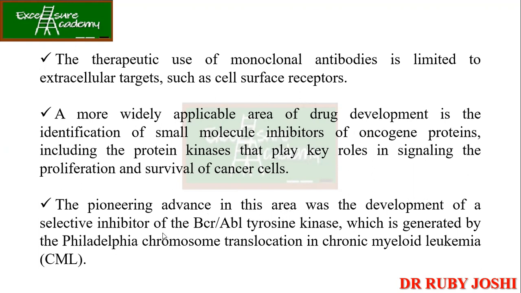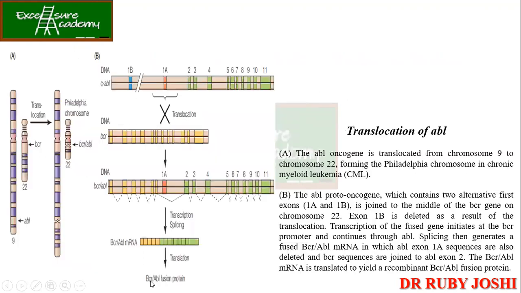Again, the pioneering advance in this area was the development of selective inhibitor of the BCR-ABL tyrosine kinase, which is generated by the Philadelphia chromosome translocation, which is seen in the case of chronic myeloid leukemia, CML. Guys, please, ये जो ऐसे छोटे-छोटे चीजें हैं आपको हमेशा याद रखने लगोगे, Philadelphia chromosome. ठीक है? किसके केस में देखा जाता है? CML क्या है? Chronic myeloid leukemia. So guys, all these structured forms are important for you to remember.